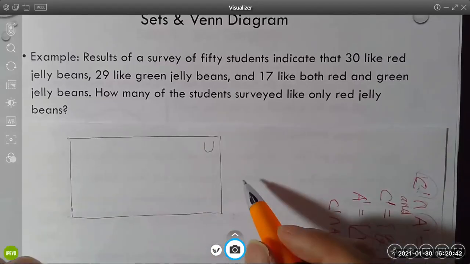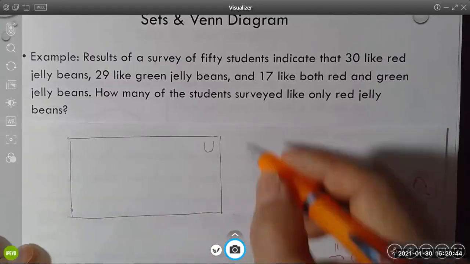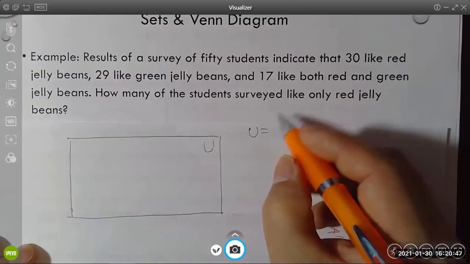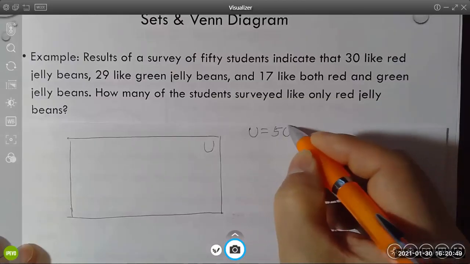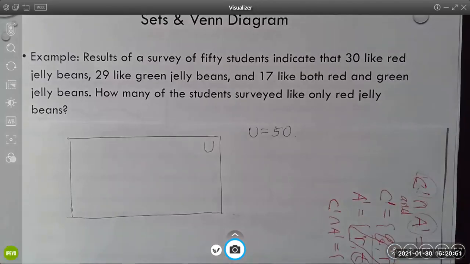But now we need to determine this U represents the whole thing. The whole thing, we have 50 students, right? They surveyed 50 students. Now we want to determine how many circles we should have. Remember, we could have 2 circles, one diagram. We could have 3 circles, one diagram. So how many circles should we have? Each circle represents an individual set. So in other words, the question is how many sets we have here.